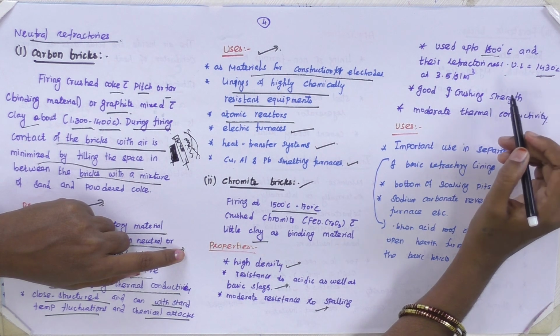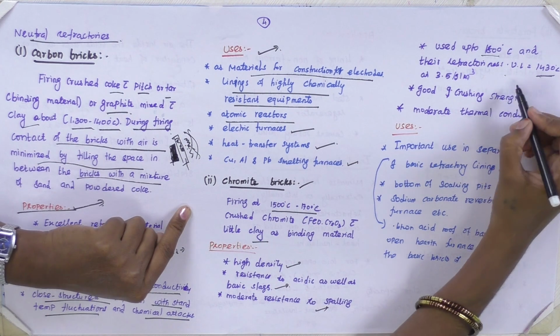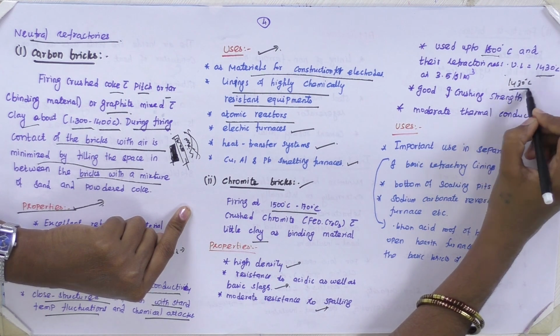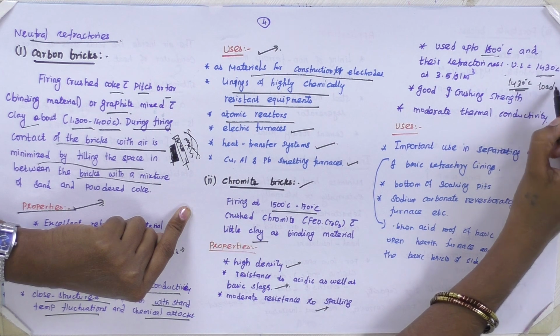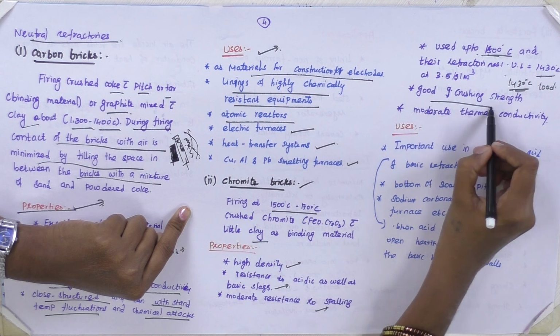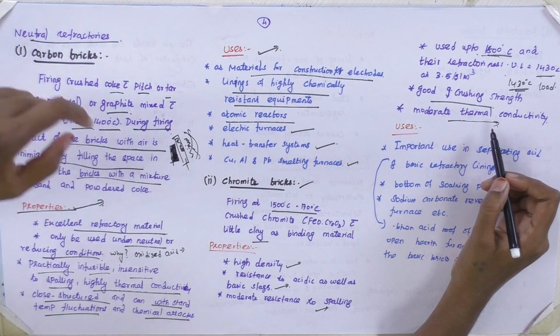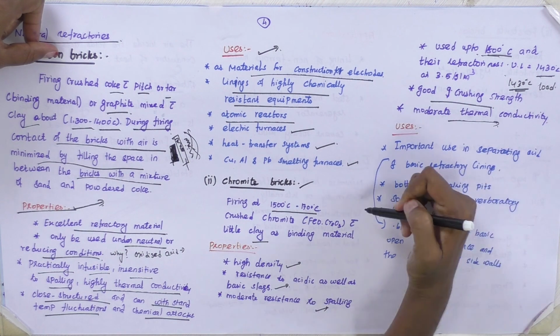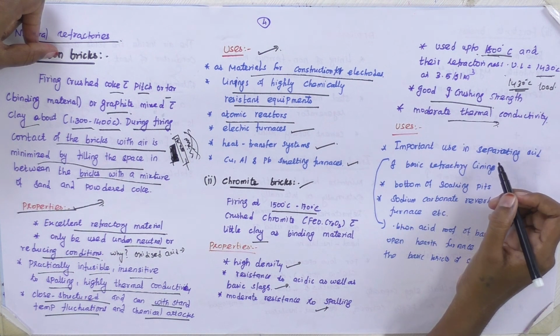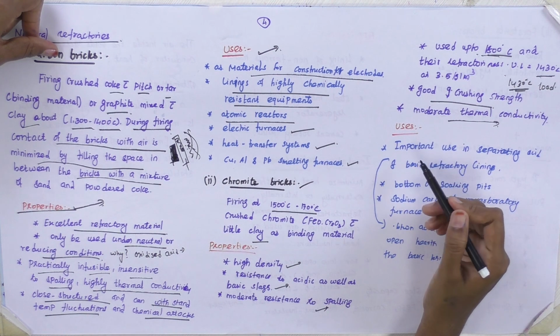That means we can use this chromite refractory only at 1400 degrees Celsius when we are applying load on it. Otherwise we can use it for 1800 degrees Celsius, and it has a good crushing strength. It has a moderate thermal conductivity, but when comparing to carbon bricks, chromite has a lesser thermal conductivity. And next we are going to see where the chromite bricks are used.